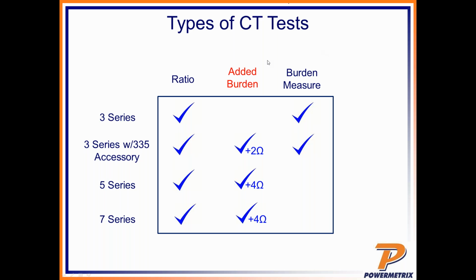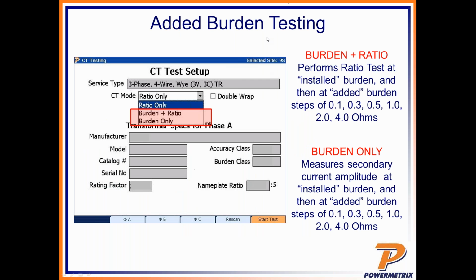going into our second type of test, now we're talking about added burden, right? What we can do with that type of test. And you can do that with the 3 series, as long as you have the 335 accessory, and then with the 5 series and 7 series. So when you're looking at doing a CT test, we've got two basic types of tests we do with burden, okay? You've got burden and ratio, and then you've got burden only test.